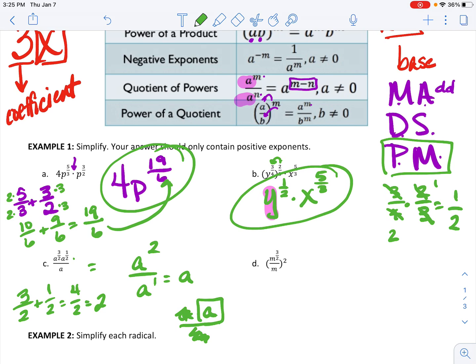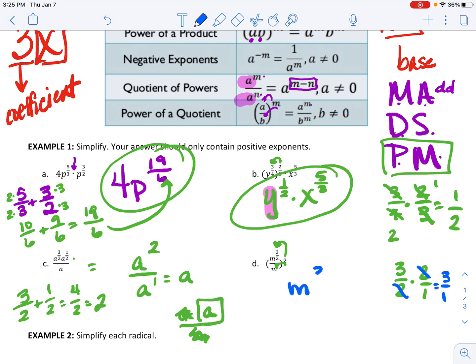Okay, and this one means we are going to distribute the power to both the top and the bottom. And because I'm raising a power to a power, I'm going to multiply. So the first thing I know I'm going to do is 3/2 times 2 over 1. Cross cancel. I'm left with 3 over 1.